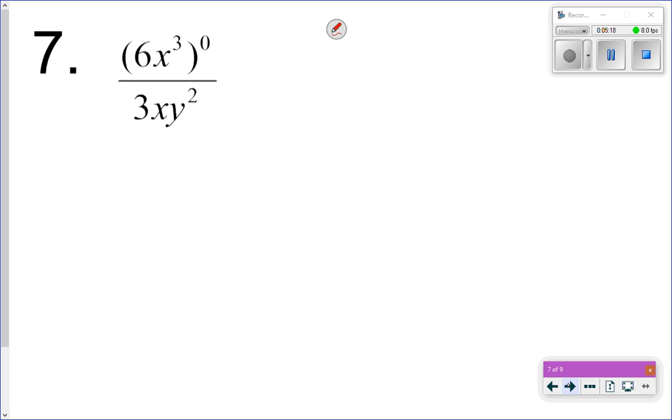Next example, I have in parentheses 6x cubed raised to the 0 power, over 3xy squared. Okay, so I remember from my rule sheet that there was some sort of a rule about being raised to the 0 power. So go back to that. Anything raised to the 0 power is what? 1. So the whole top becomes 1 because the 6x cubed is all being raised to the 0 power. And that's all over 3xy squared.